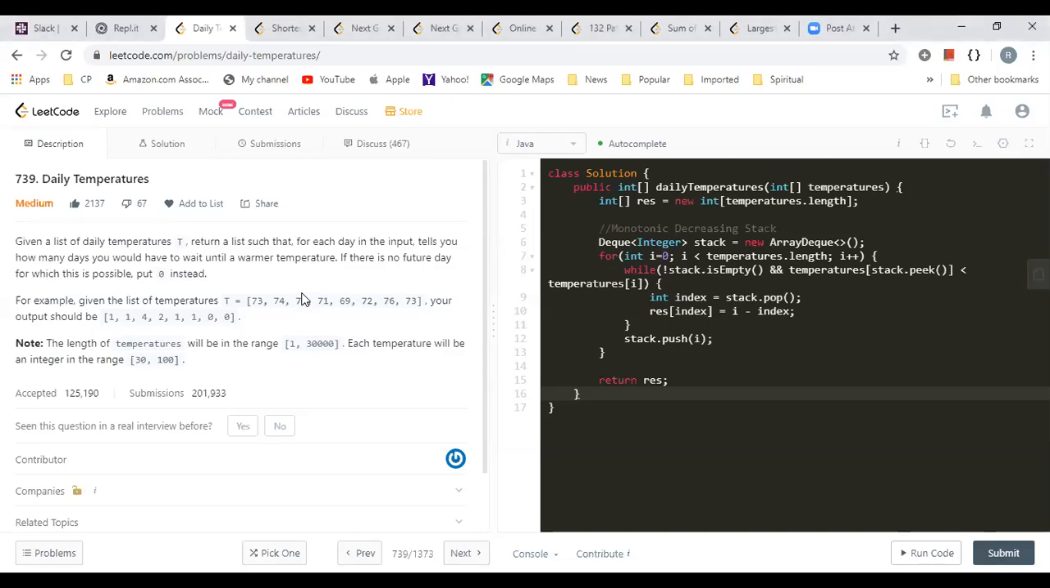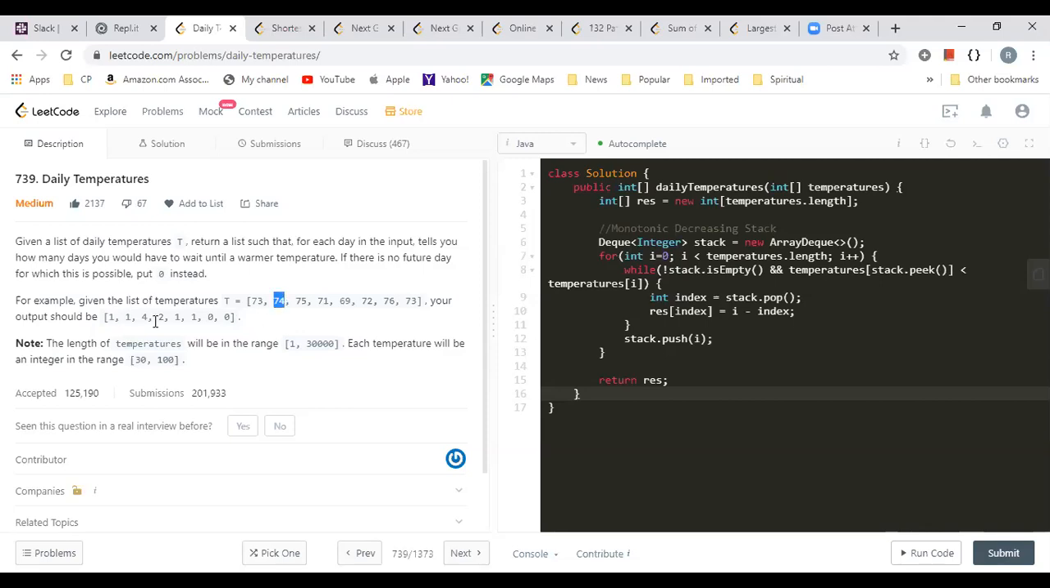All right, back to the problem, daily temperatures. You are given daily temperatures: 73, 74, 75, and so on. For 73, your output should be 1 because we are looking for a warmer temperature. The problem is when would be the next warmer day? From 73, the first day which is warmer is 74, right? So this value will be 1 day, because 1 day after today is the warmer day.